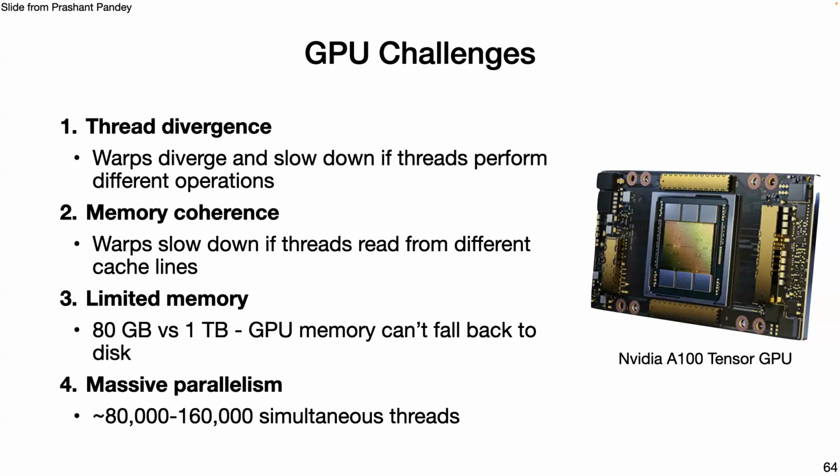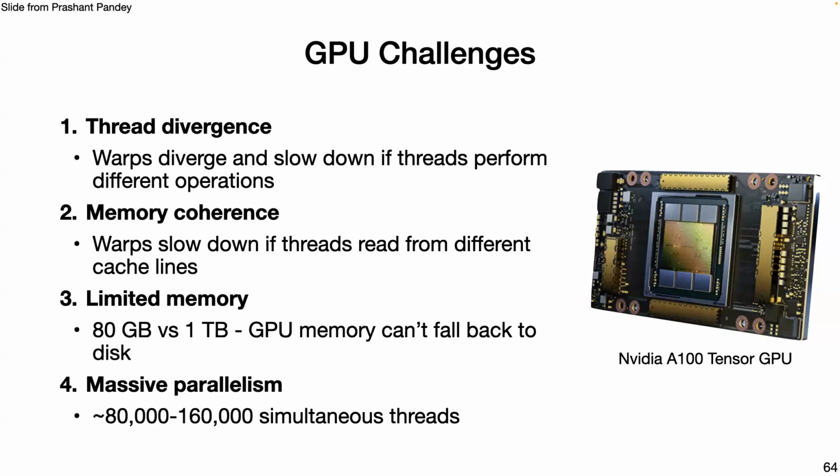So it's not incorrect, it's just not good for performance. Another issue is memory coherence. This is just locality, which is that if threads in the same warp read different cache lines, then it is slower than if they all read the same cache line or close cache lines.